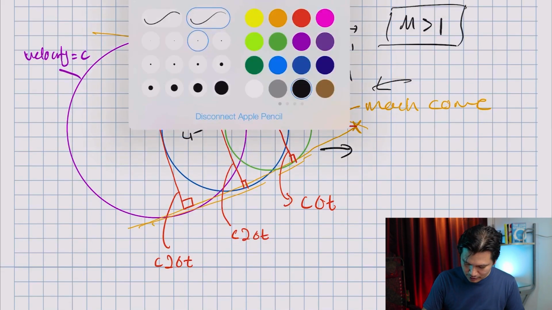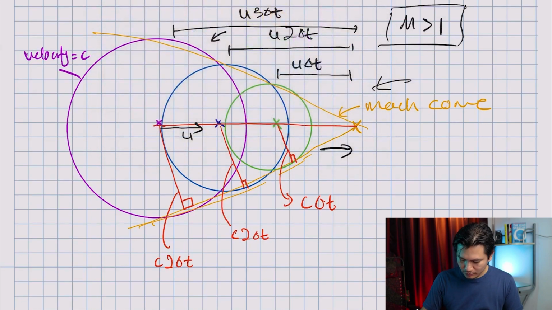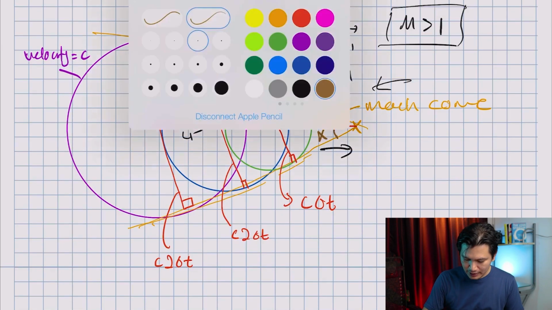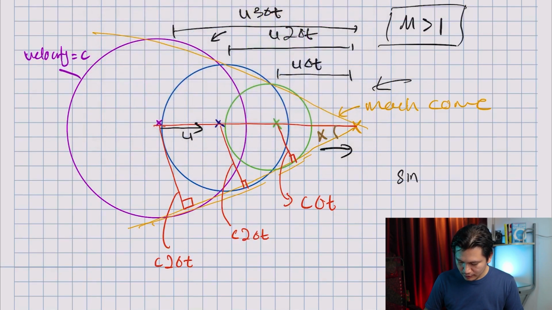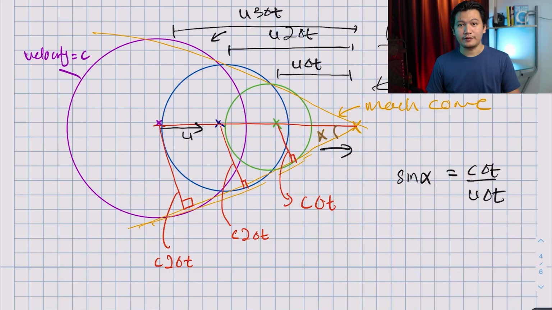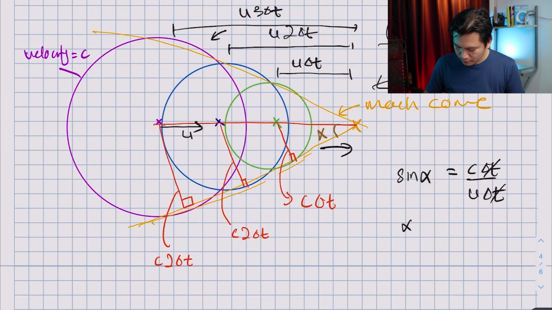Now let's use brown. If I take the angle here, alpha, I can do sine alpha, and this is equal to c delta t divided by u delta t. Of course, delta t is going to cancel out, so alpha is actually the arcsine of c over u.